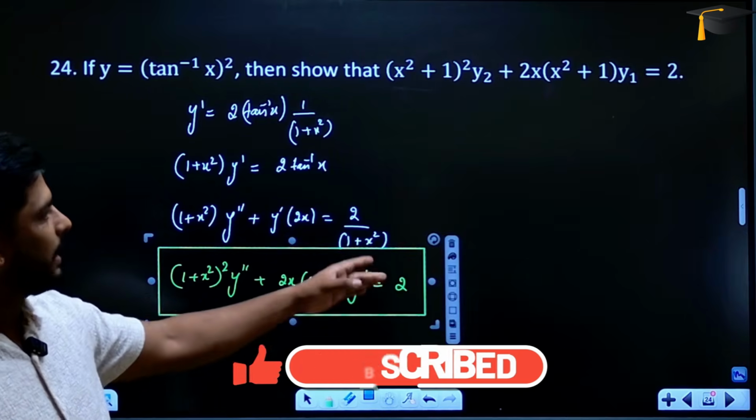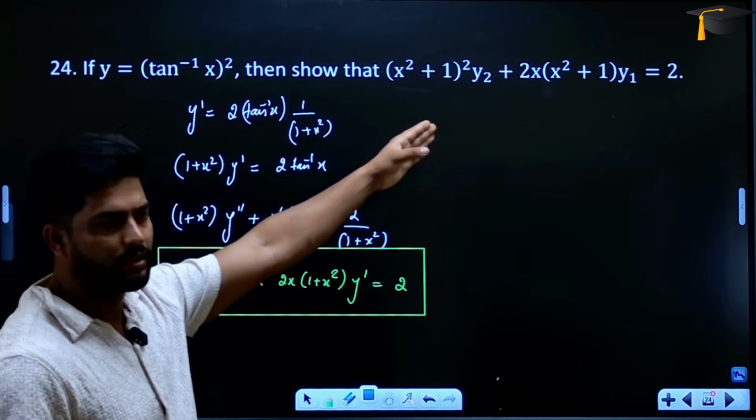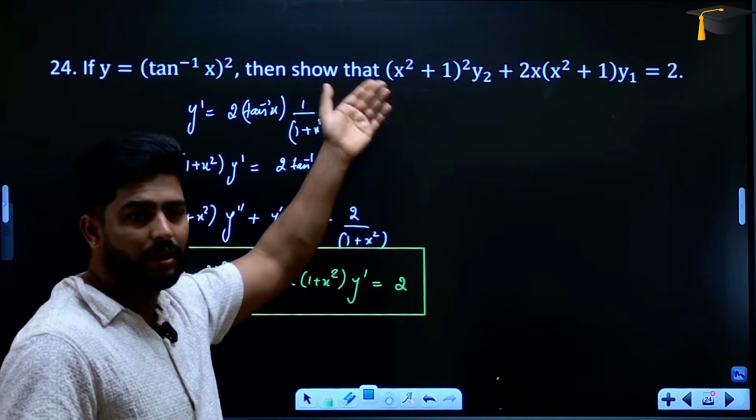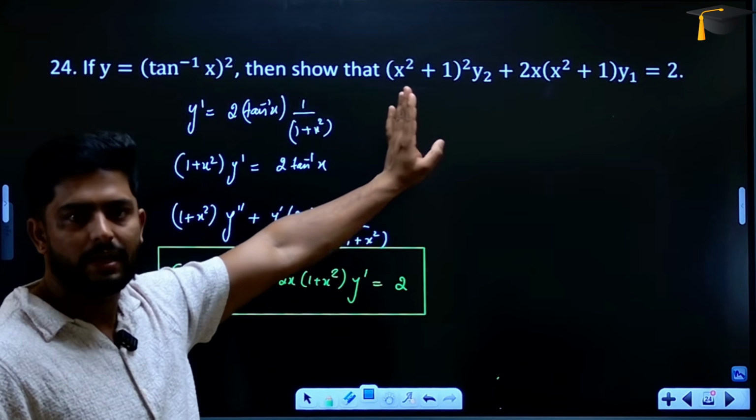Yeah. I have used y dash and y double dash. You use y1 and y2. Okay. Some teachers will not give marks even for that. So do that correctly.